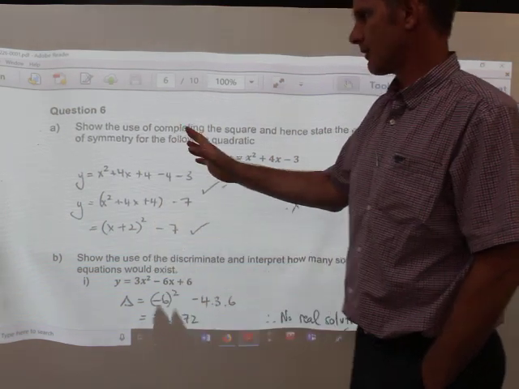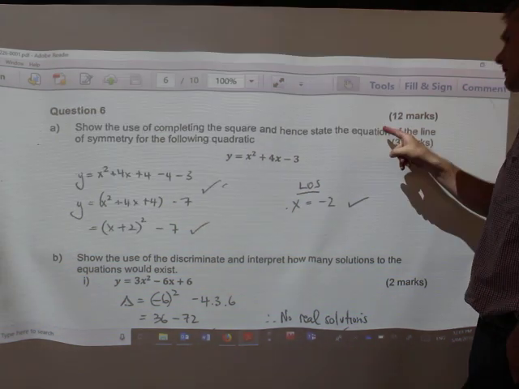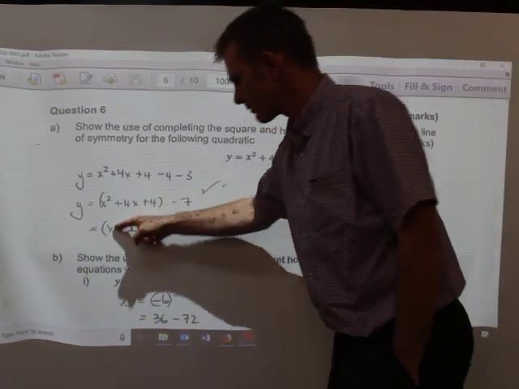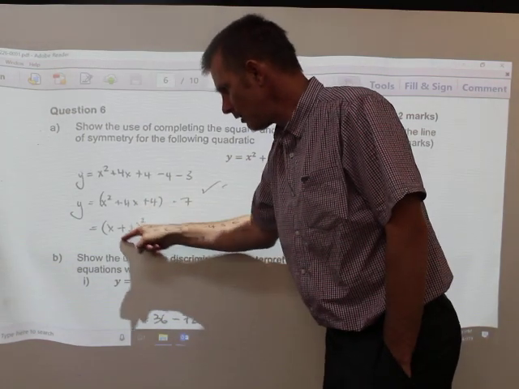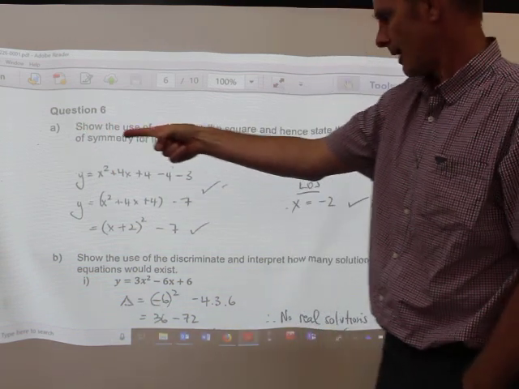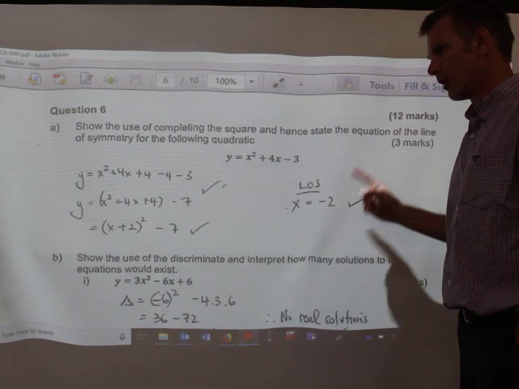So that was part A, or the first part of this question. But notice here it said, and hence state the equation of the line of symmetry. So we get the line of symmetry from the variable in here. That's how it moves left and right. In this case, it's moving 2 to the left. So we needed to write our line of symmetry as x equals -2.